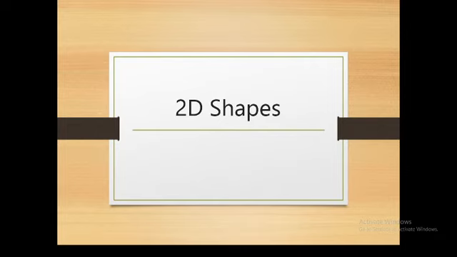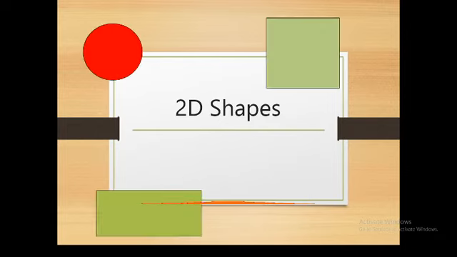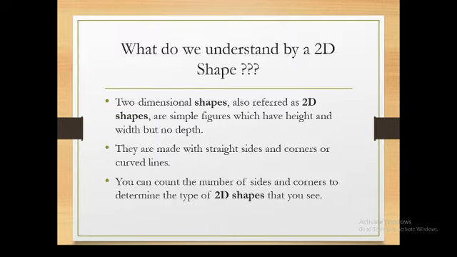Now in this session we will be studying about various 2D shapes. Now what do we understand by a 2D shape? A two-dimensional shape, also referred to as a 2D shape, is a simple figure which has height and width but no depth. So it's very important that it is two-dimensional. What does the D stand for? Dimensional. So it's a two-dimensional simple figure which has only height and width. It does not have depth.